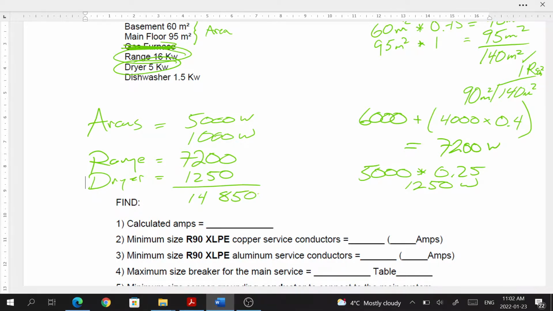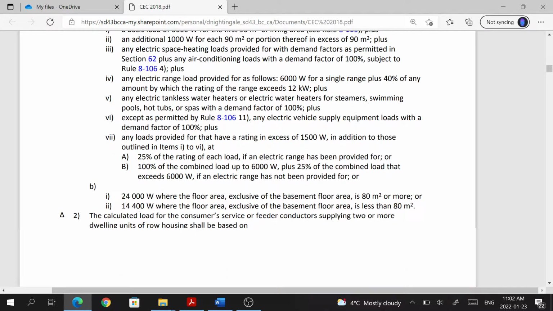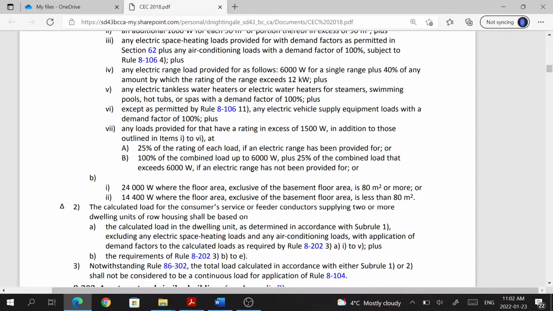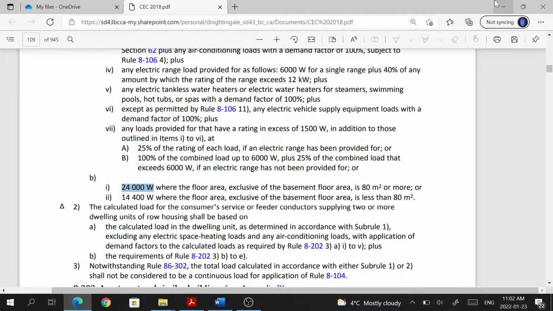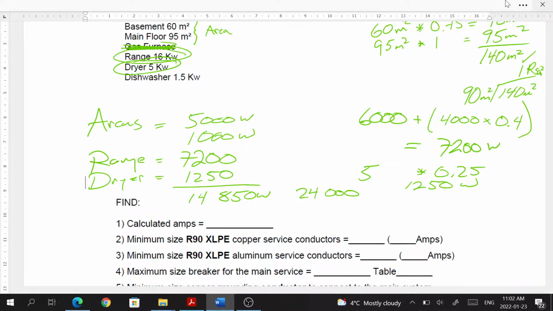If we add those all up, we get 14,850 watts. That's what we calculate. But if you remember, we got to take the greater of item A or B. And item B, because again, our main floor area is greater than 80 meters squared, we're going to take that 24,000 watts rather than our 14,850 watts. So we're taking the greater of the two.